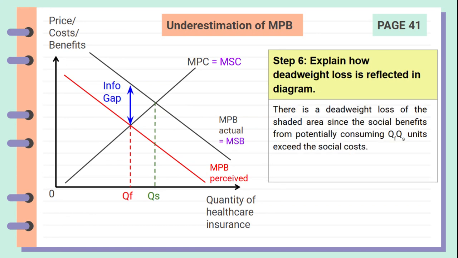Step 6 is to explain the deadweight loss and how it arises from the potential benefits of consuming QF-QS units exceeding the social cost. It's represented by the shaded triangle in the diagram. Make sure to shade the correct triangle. It should point towards the socially efficient quantity.